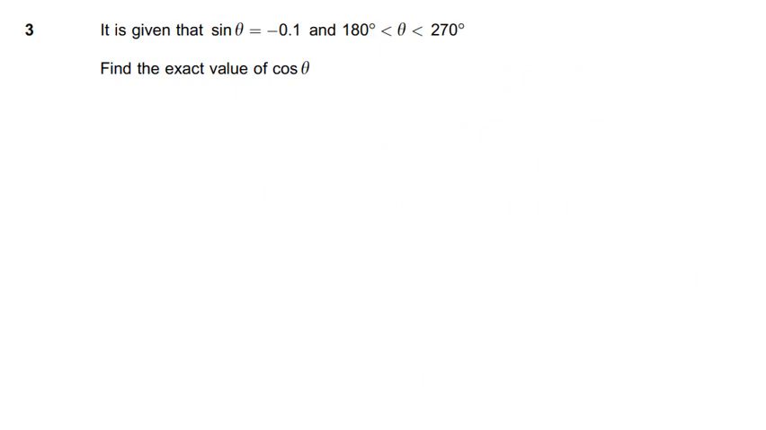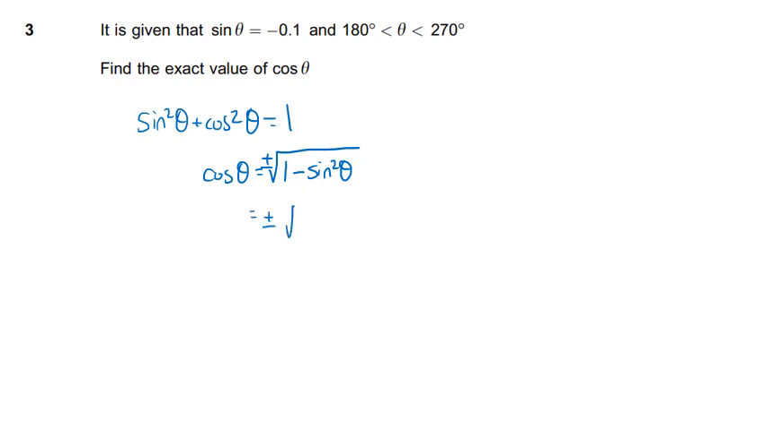Question 3. We're told that sine theta has a value of minus 0.1 and that the angle is between 180 and 270. Find the exact value of cos theta. We know that sine squared theta and cos squared theta are related by the Pythagorean identity. If we rearrange that, cos theta is equal to plus or minus the square root of 1 minus sine squared theta. If sine theta is minus 0.1, then sine squared is just that value squared. So this is plus or minus the square root of 1 minus 0.01, which is 0.99.